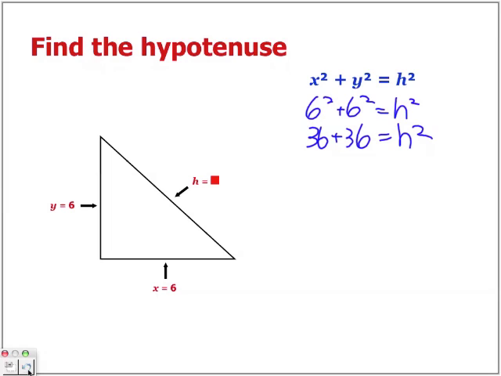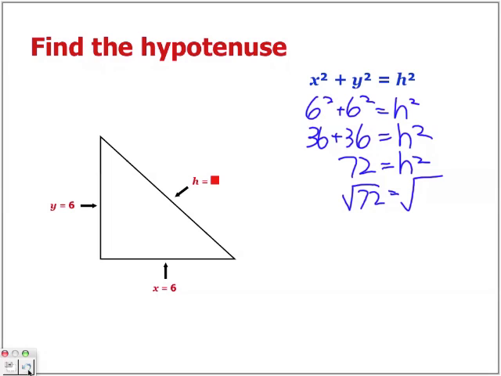Who knows what we're going to do after? Nadila? What should it give us? 72. Okay. Now what are we going to do after? Take the square root. Andre? Right. Okay, so whoever has a calculator, how do you do that?